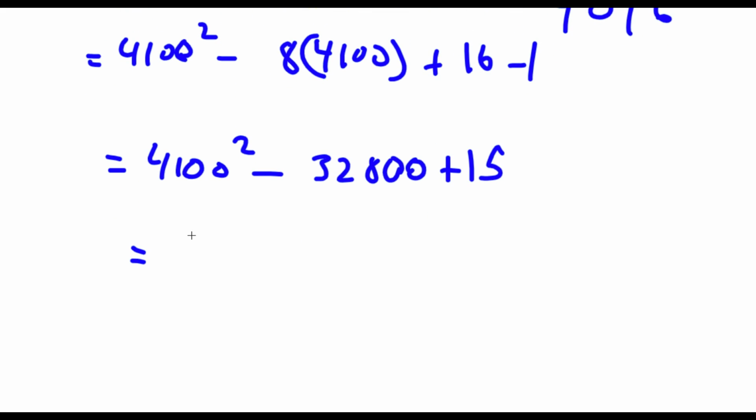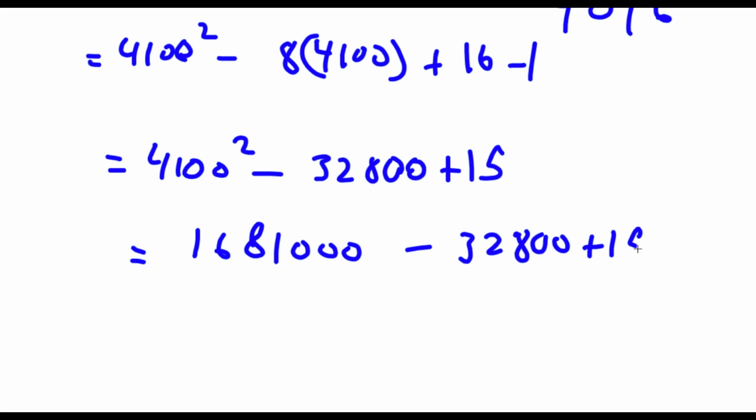And now 4100 squared, this is the same thing as 1,681,000. Now I have this minus 32,800 plus 15. And now 1,681,000 minus 32,800, that's going to equal 1,677,000. Sorry, I made a mistake. This is actually 16,810,000. So now it's equal to 16,777,200.